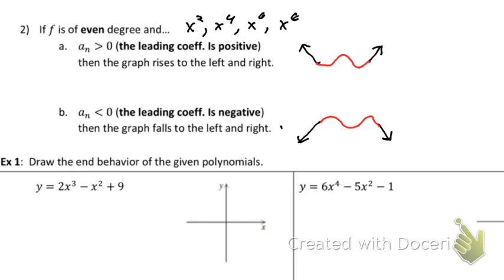We already did that. It works for x squared, so it's going to work for x to the fourth. It's going to work for x to the sixth. It's going to work for x to the eighth. The only thing we don't know is what happens in between.